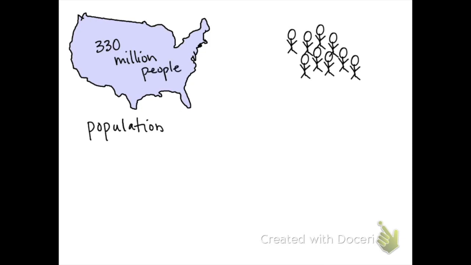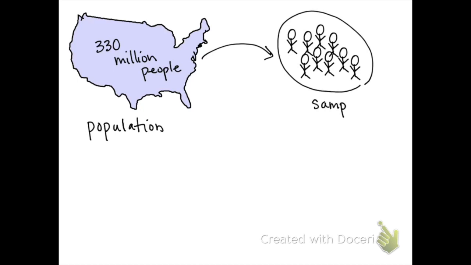So that's our population. The sample would be somehow we collected a subset of that 330 million people, and we found our sample to be this little collection over here. This is our sample of our population of the United States.